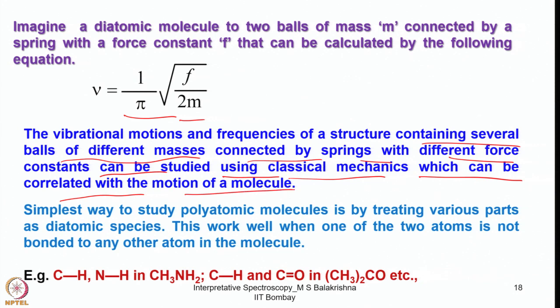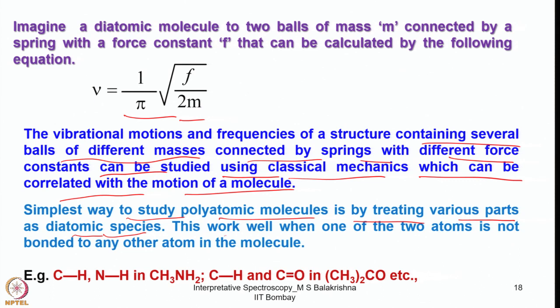If you understand classical mechanics from physics, extrapolating that to chemical molecules is rather simple, so that we can understand the relationship of the stretching frequency with respect to the force constant and the mass of the two constituent atoms in the form of reduced mass. The simplest way to study polyatomic molecules is by treating various parts as diatomic species. That means if several atoms and several bonds are there, understanding would be rather difficult. So instead of studying the whole polyatomic molecule, you take each segment as a diatomic species, and then interpretation would be rather easy.